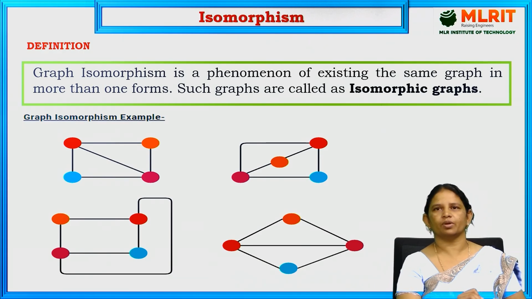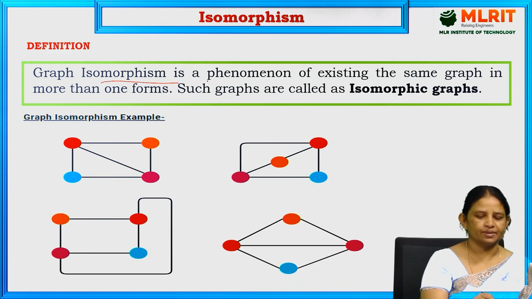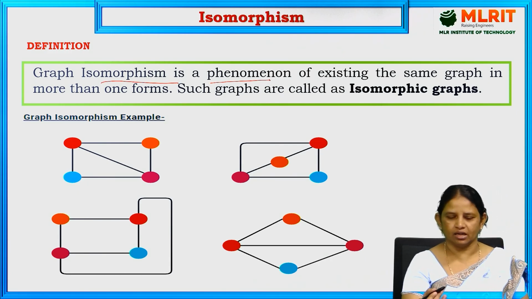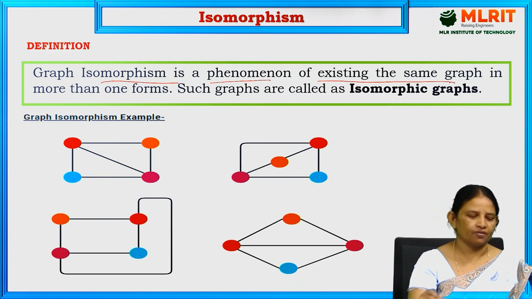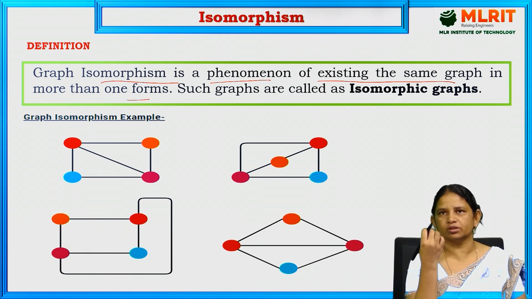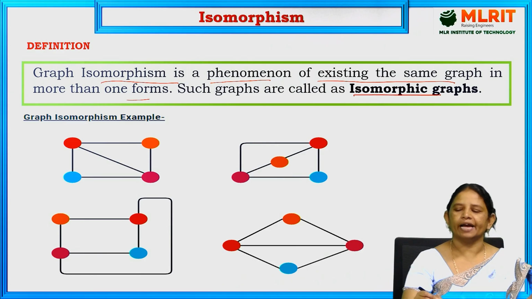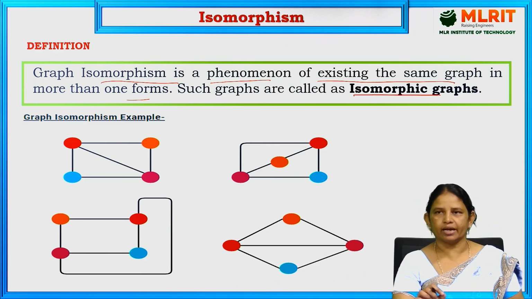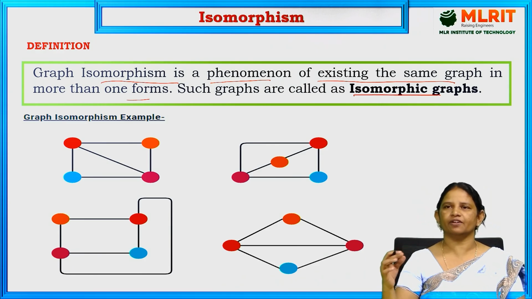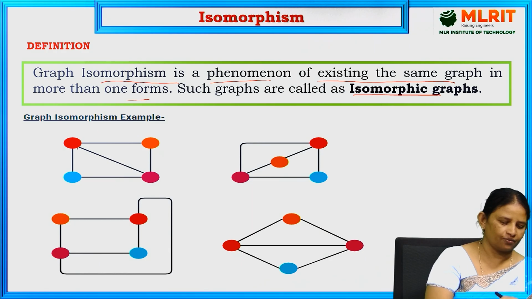First of all, coming to the definition of isomorphism. Graph isomorphism is a phenomenon, or a method, of existing the same graph in more than one form. That means we can represent one graph in more than one format without changing the edges as well as the vertices. Such graphs are called isomorphic graphs. For example, if you consider this graph, this is the graph.